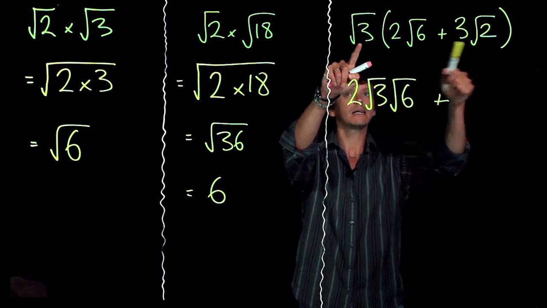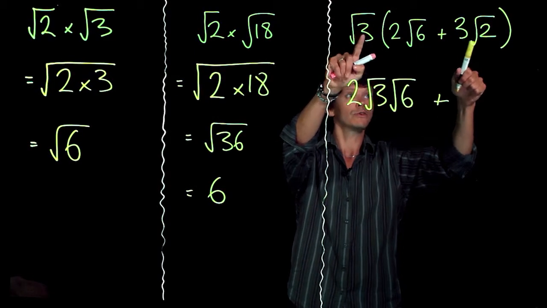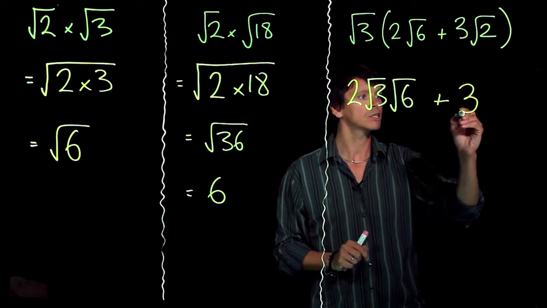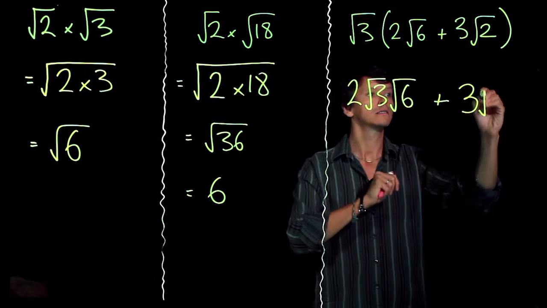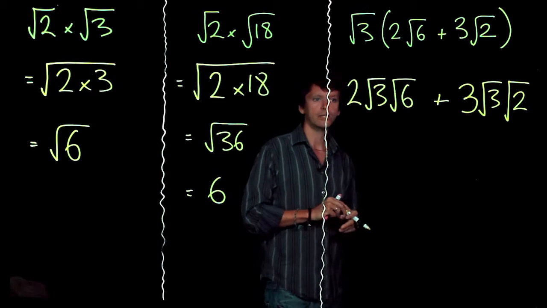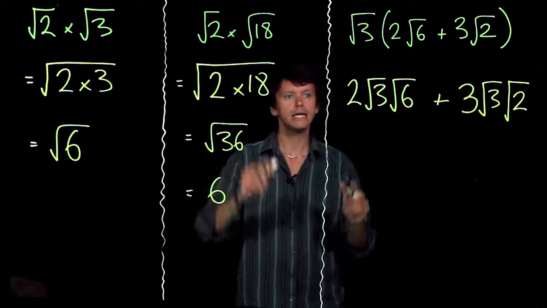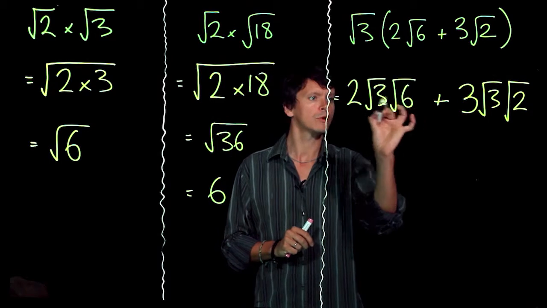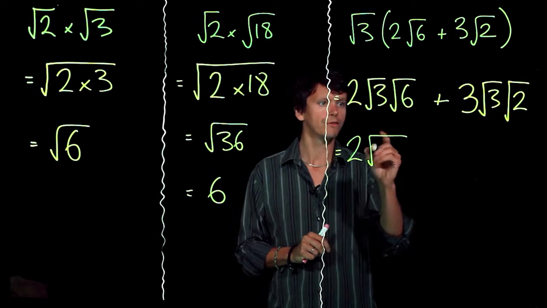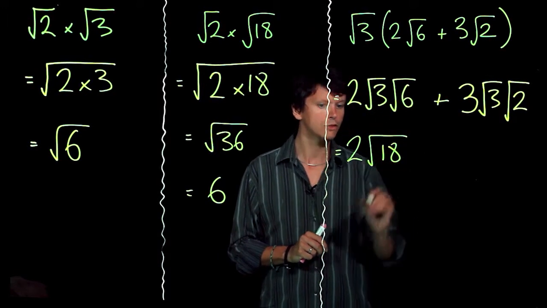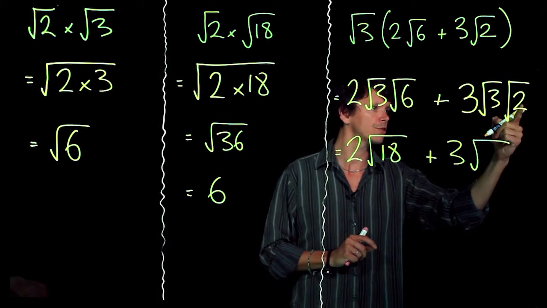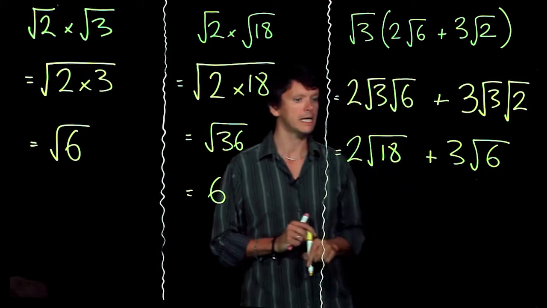We do the same over here. We've got root 3 times root 2. Again, I'm going to reorder them to put the rational number first. 3 times root 3 times root 2. Okay, so now let's tidy up a little bit, just like we did here. When we're multiplying two surds together, we can say that is 2 times the square root of 3 times 6, which is 2 times root 18, plus 3 times the square root of 3 times 2, which is 6.